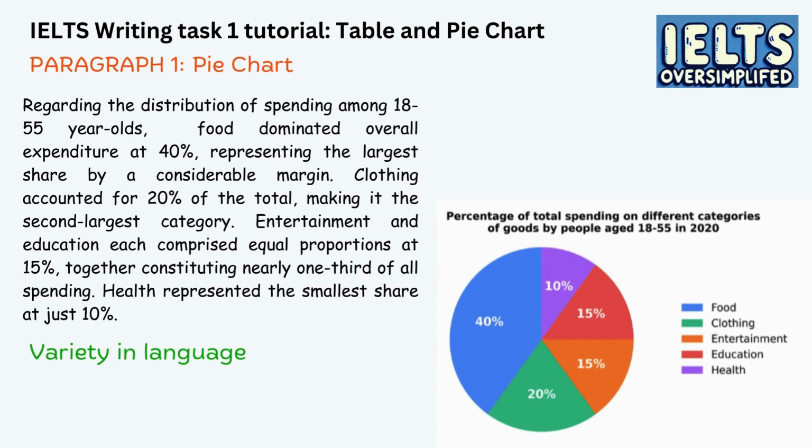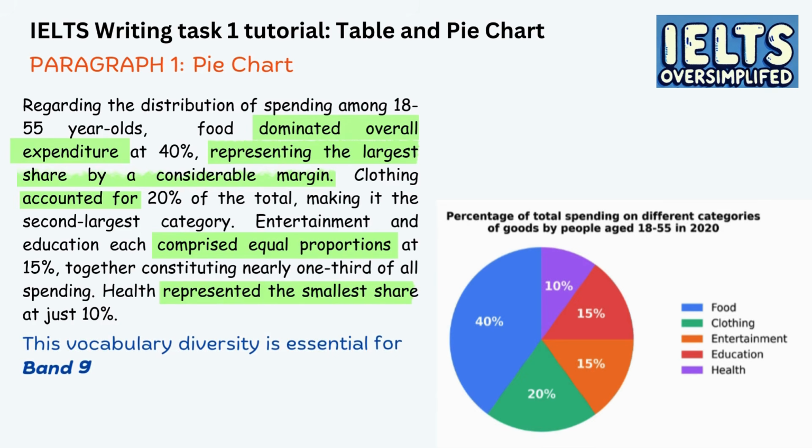Notice the variety in my language. I said dominated overall expenditure, representing the largest share by a considerable margin. Accounted for, comprised equal proportions, and represented the smallest share. This vocabulary diversity is essential for Band 9.